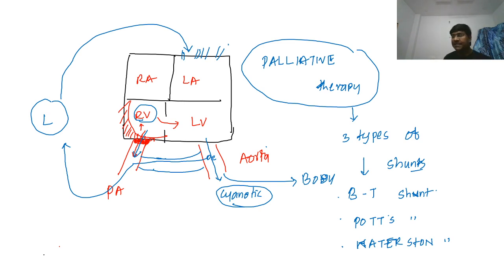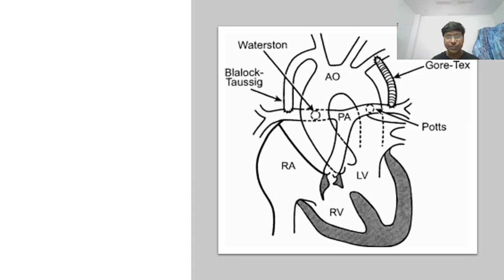Now, you see, the other multiple choice questions that will be asked for you is, in BT shunt, where is the connection between? In Potts shunt, where is the connection between? Waterston shunt, where is the connection between? I will show you an image. That image should get imprinted in your brain. Then you can remember the connections. I'll show you that. You see this image.